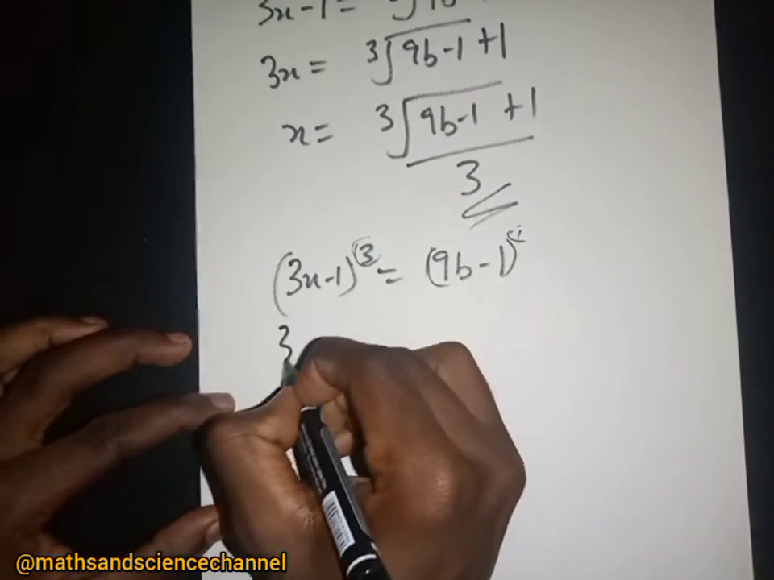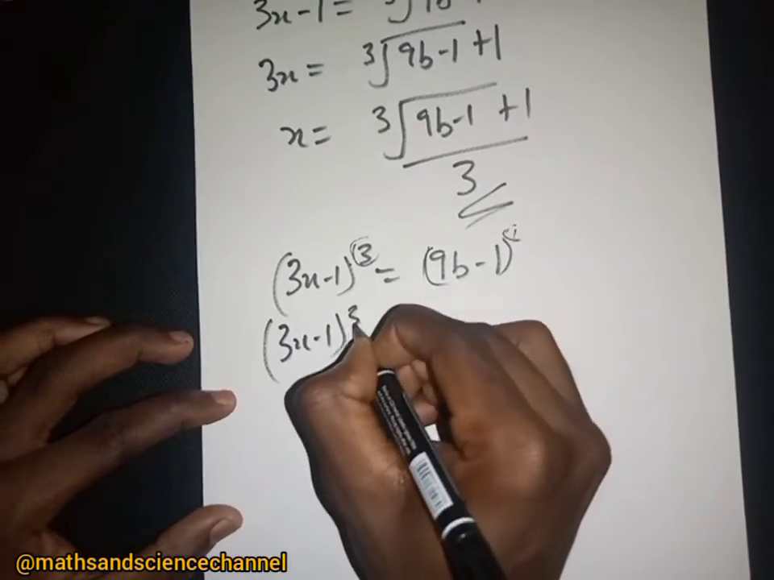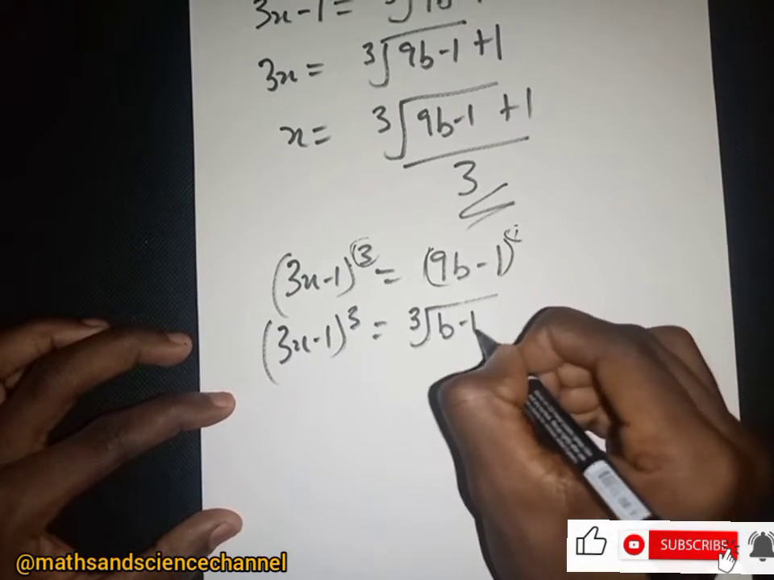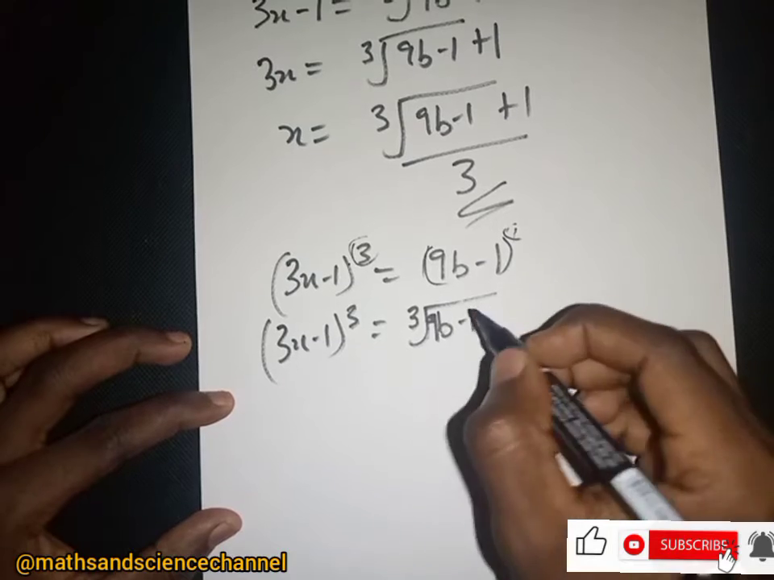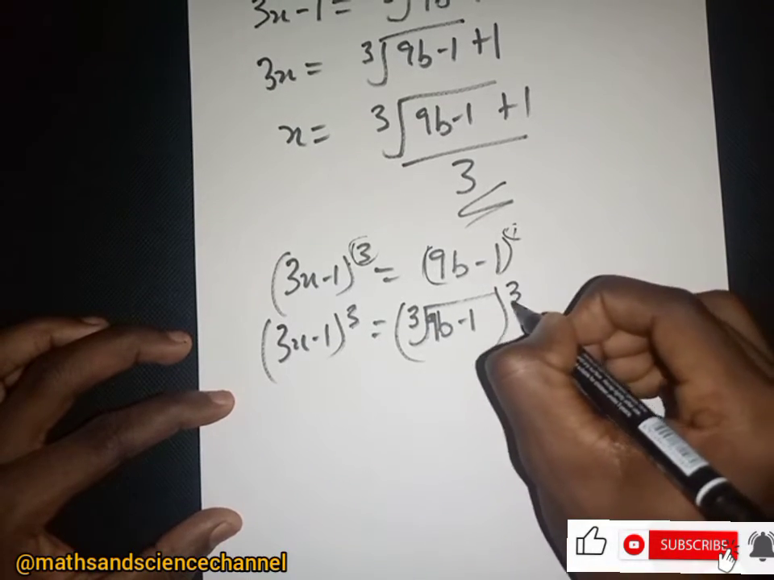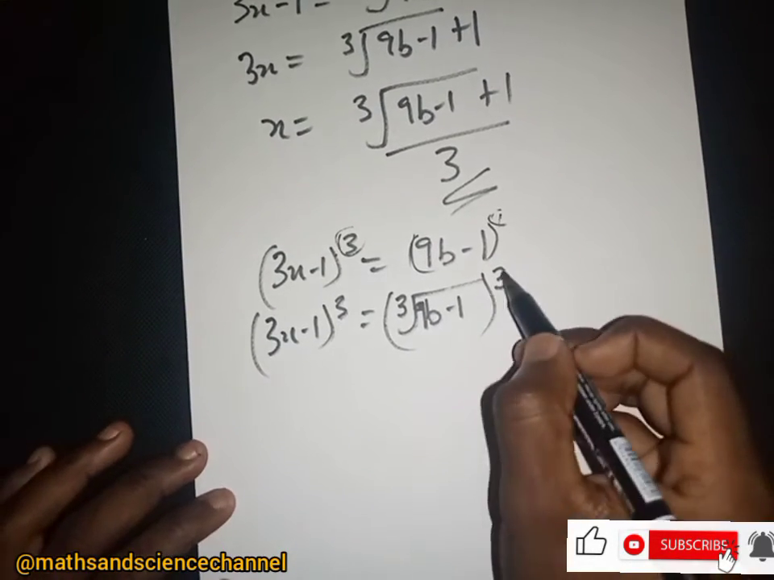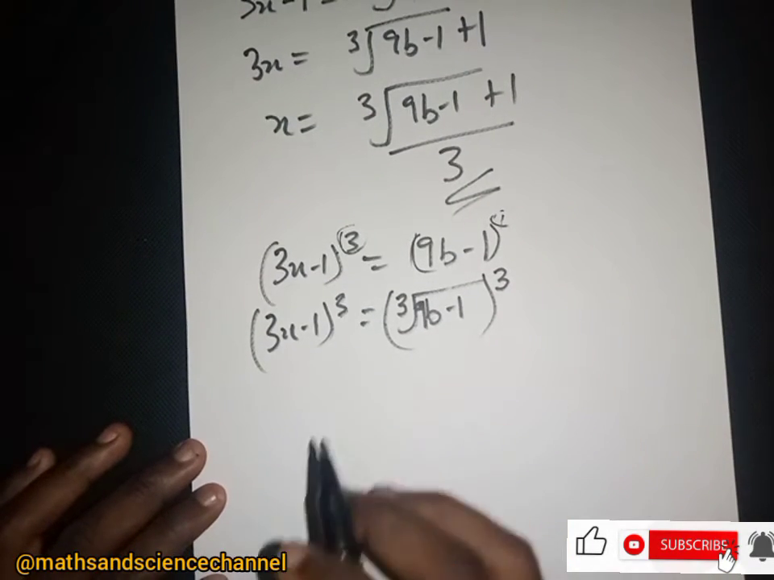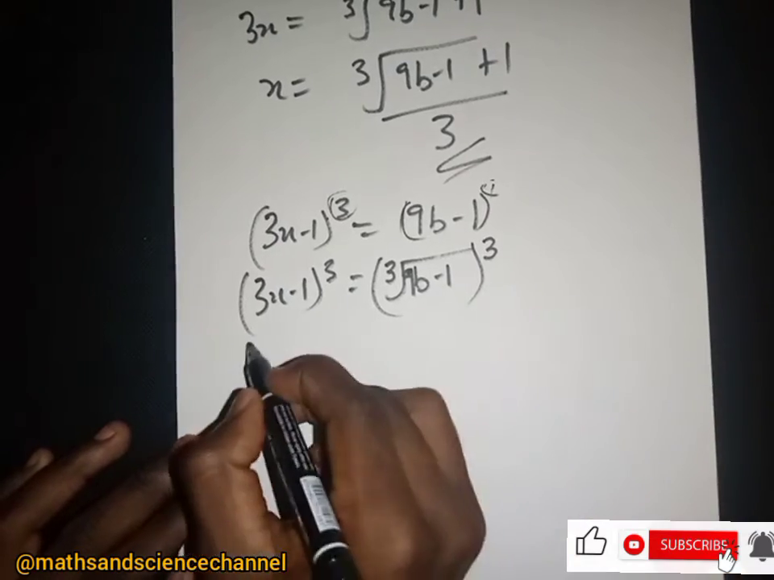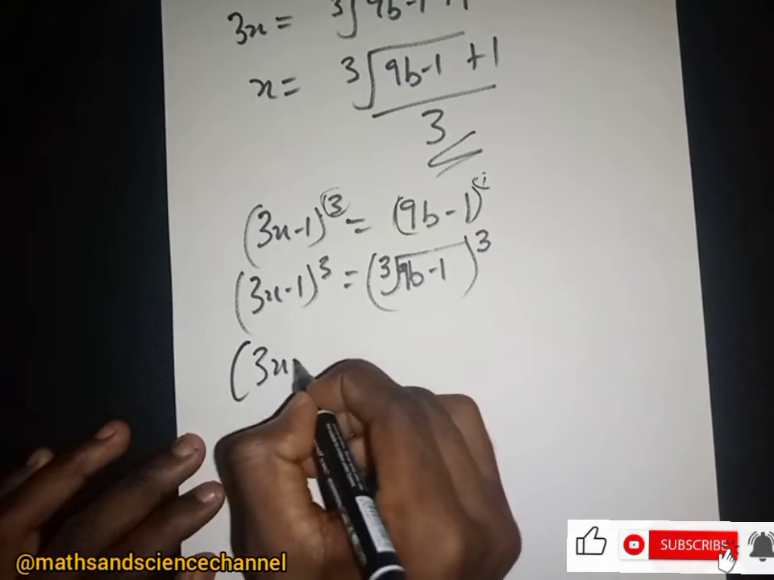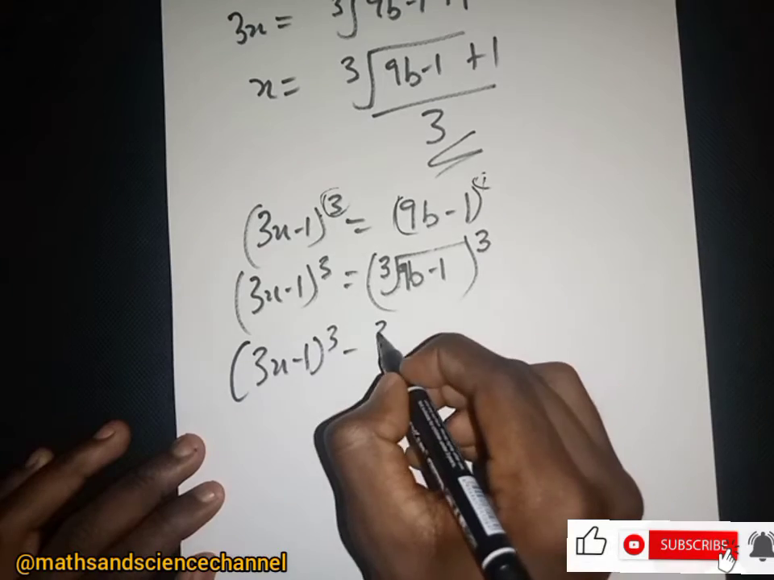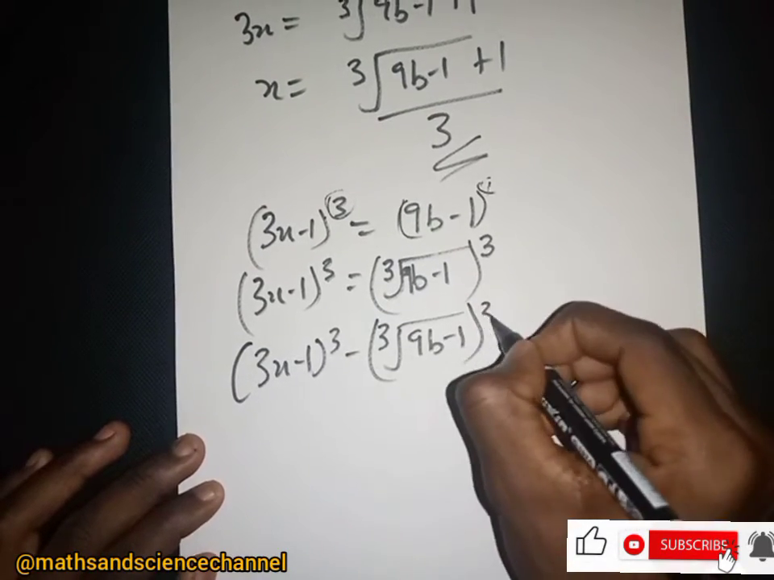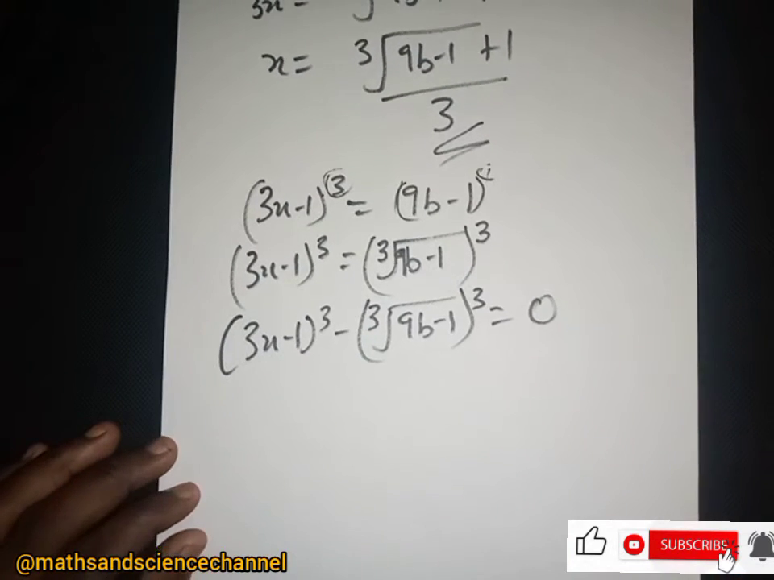So to make that, we have 3x minus 1 to the power of that, then we can apply cube root here, 9b minus 1, right? But then also we cube it, right? So this cube here cancels that, and we are still back to that, right? So we can write it in this way. So let's bring it to this side. So we have that cube minus the cube root of 9b minus 1, all to the power of cube, being equal to 0, right?